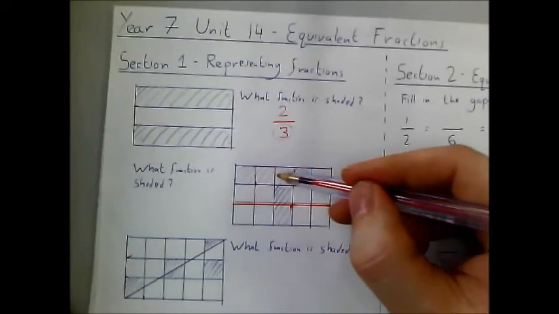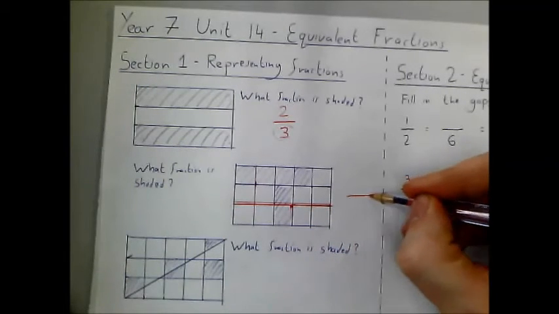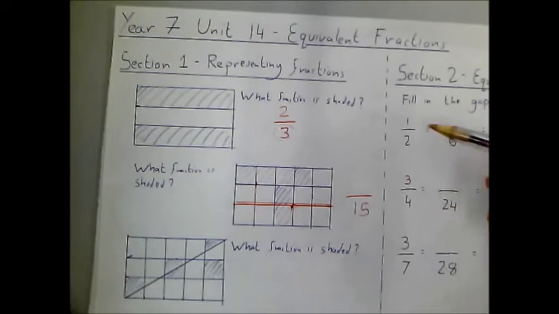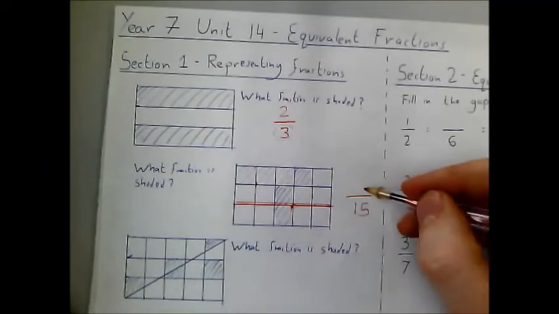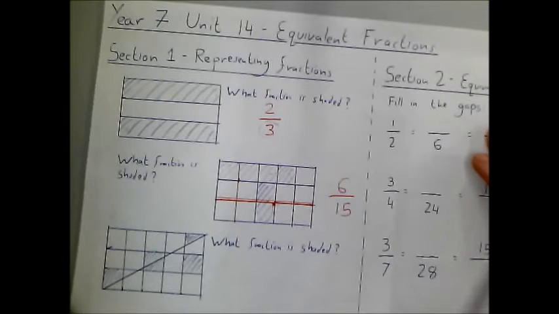So now I can see I've got 1, 2, 3, 4, 5, 6, 7, 8, 9, 10, 11, 12, 13, 14, 15 pieces, of which I've got 1, 2, 3, 4, 5, 6 coloured in. So 6/15 is a possible answer.